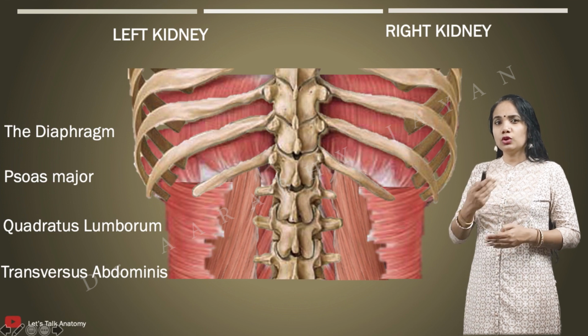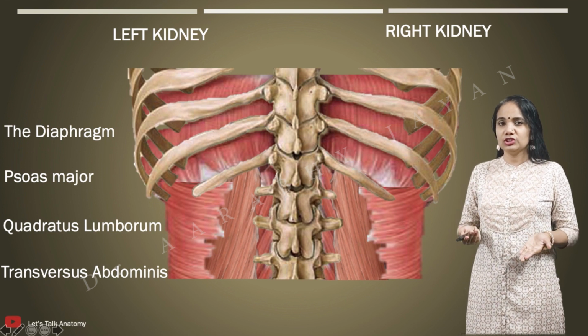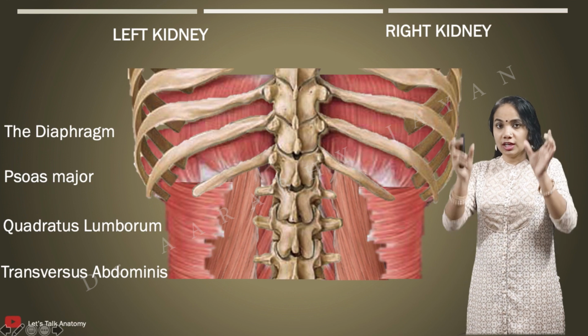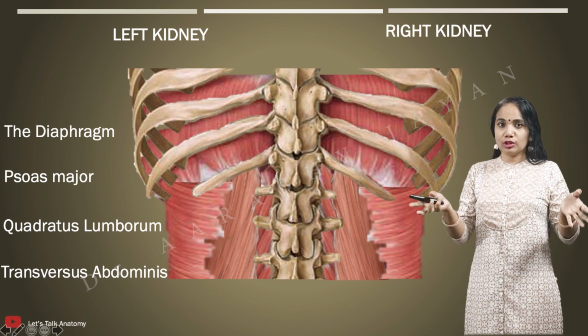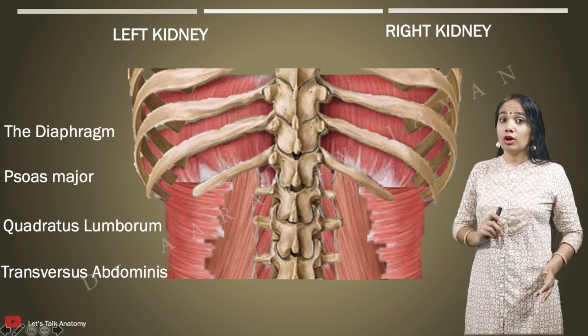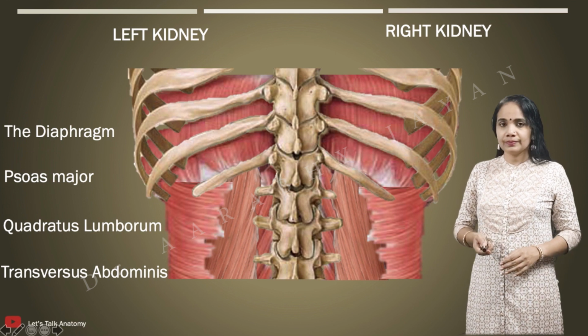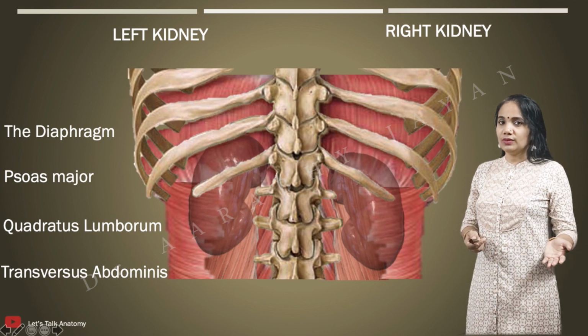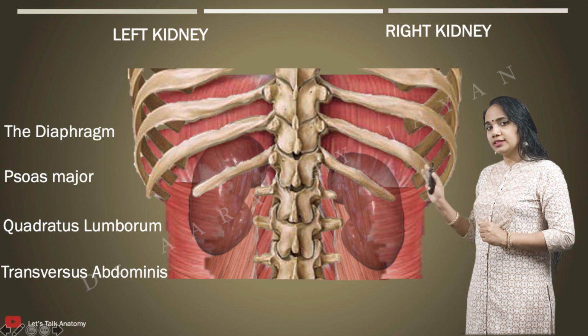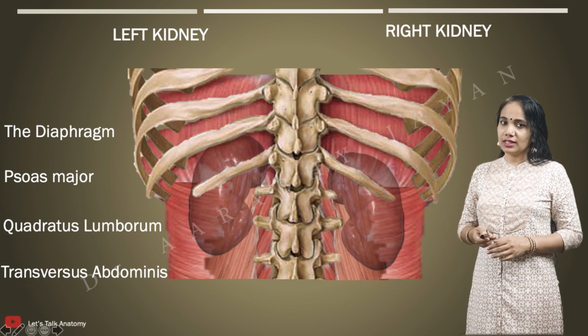If you go to your textbook and see the relations, you can see there are three vertical lines or segments and the diaphragm on top. So this is how these muscles form the relations of the posterior side. Now that is the kidney over there. You can see how those muscles are related to the posterior surfaces of the kidney.